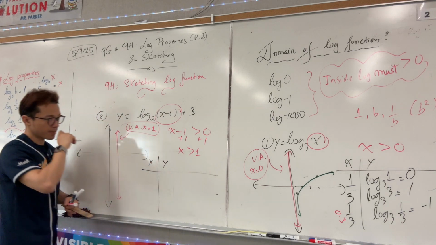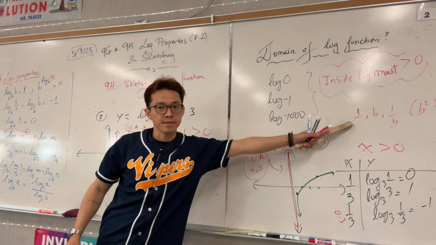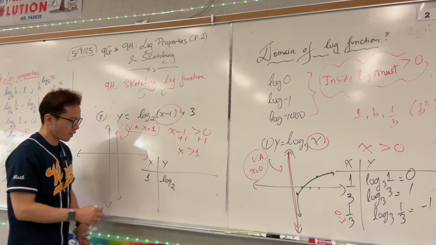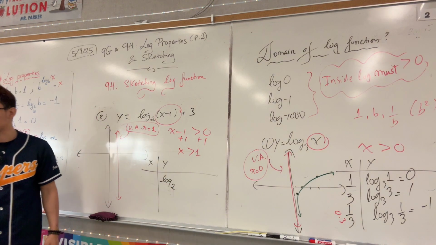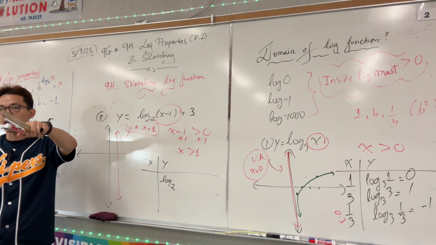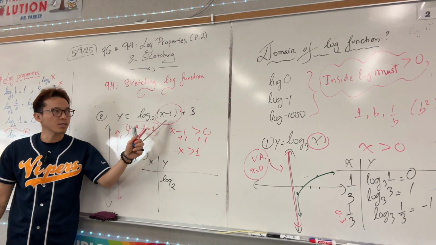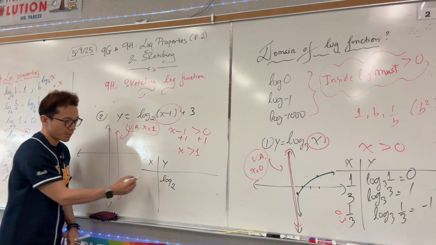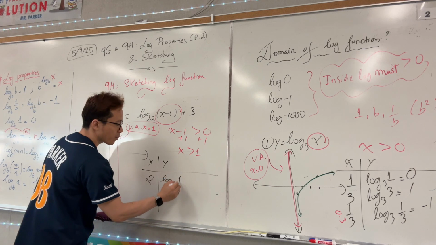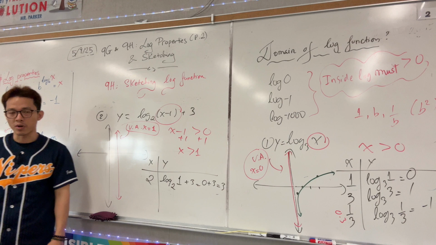Now what number is good? Always 1, because they always give you 0, right? So log base 2. Oh, no. You want inside to be 1, not x equal to 1. So what value of x makes the inside of the log become 1? 2, right? 2 minus 1 is 1. So you have log base 2 of 1 plus 3. That's 0 plus 3, that's 3. Beautiful number.